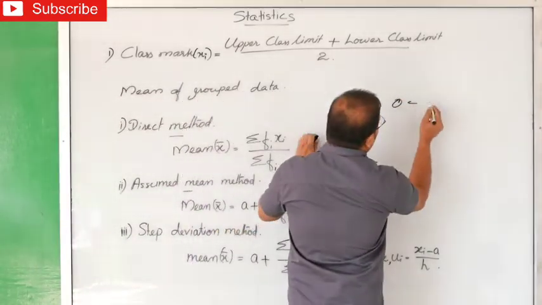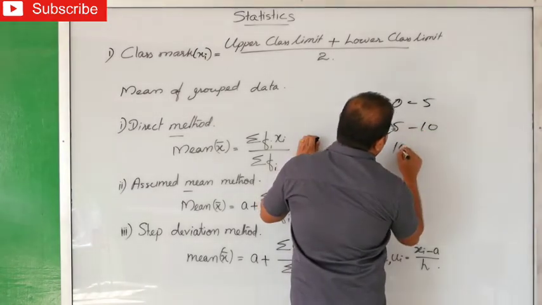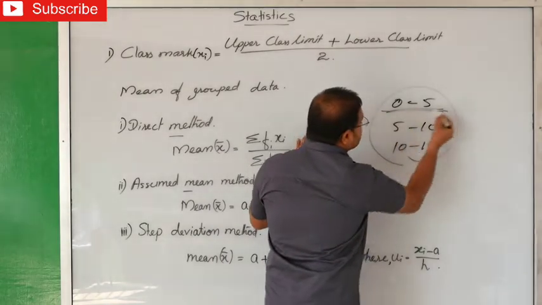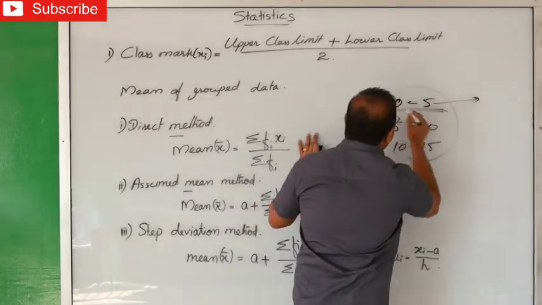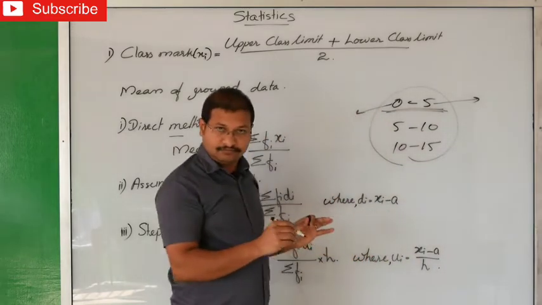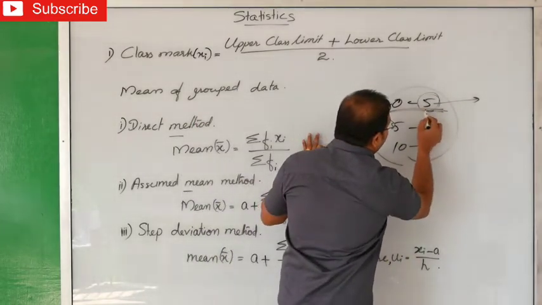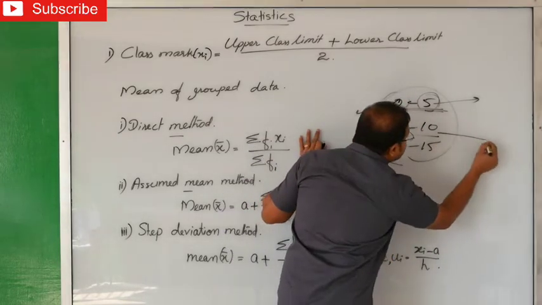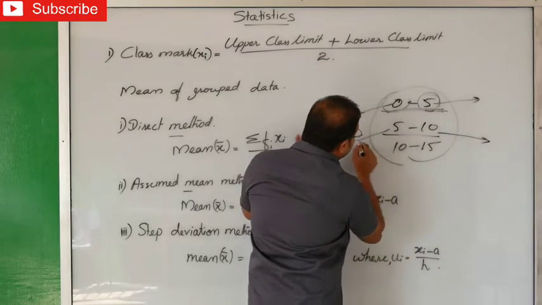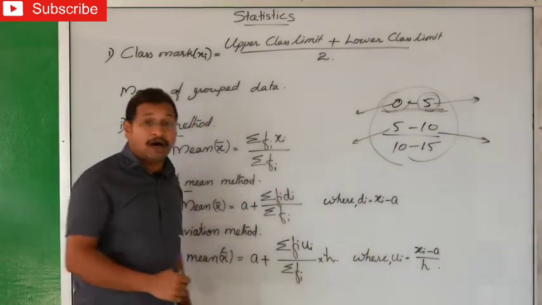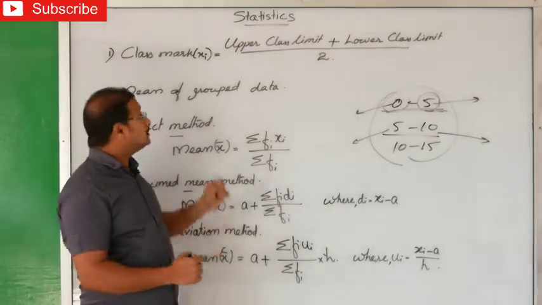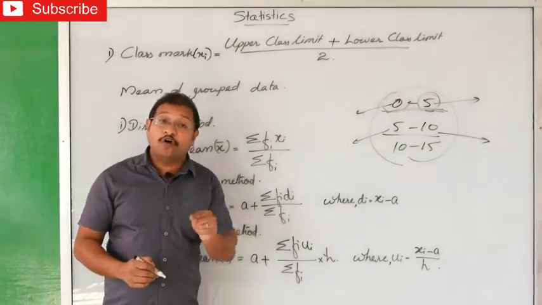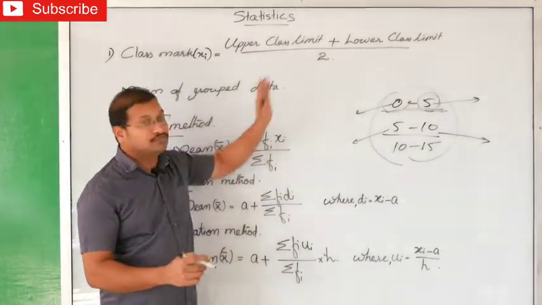Suppose I am writing 0 to 5, 5 to 10, 10 to 15. In this case, for the first class, the upper class limit is 5 and the lower class limit is 0. In the second case, the upper class limit is 10 and the lower class limit is 5. So to find the class mark, we use one equation: class mark xi equals upper class limit plus lower class limit divided by 2.